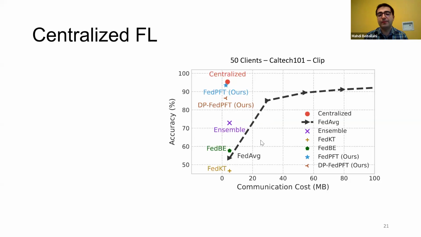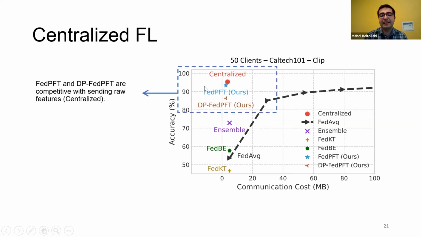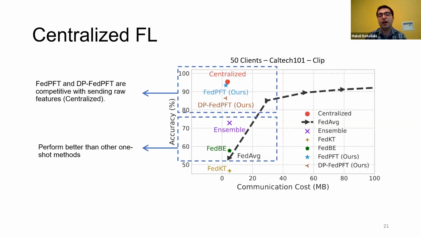At the same time, you can see that FedPFD, our method, and DP-FedPFD is very, very competitive with centralized, right? And even the DP version as well. We're going to talk about why that is. But you can see that FedPFD is close to the centralized performance. But you can see that other one-shot methods do not work as well, right? Because of how hard it is in this scenario.